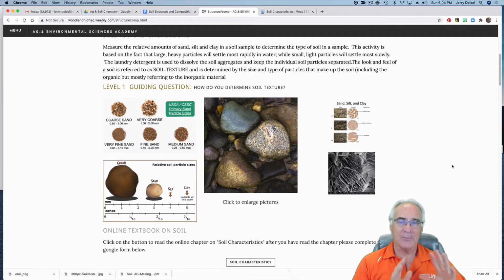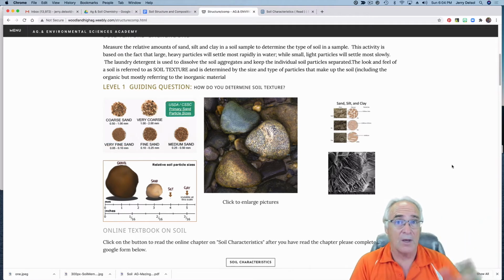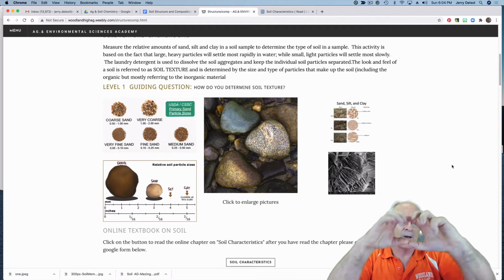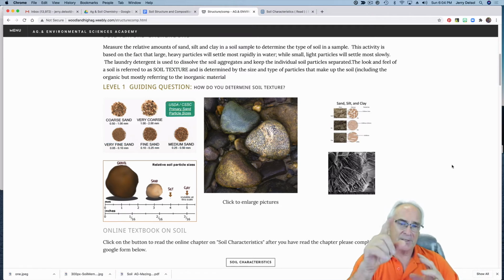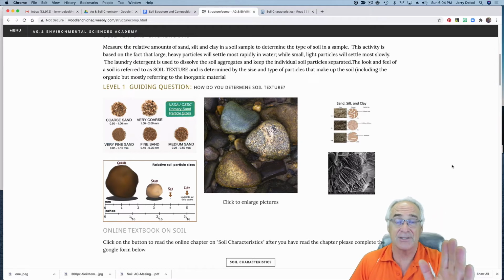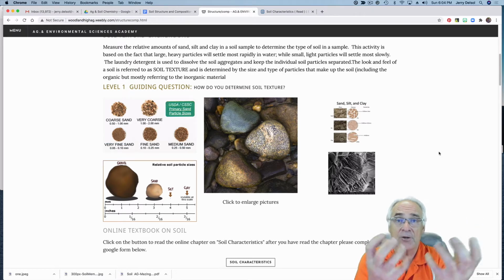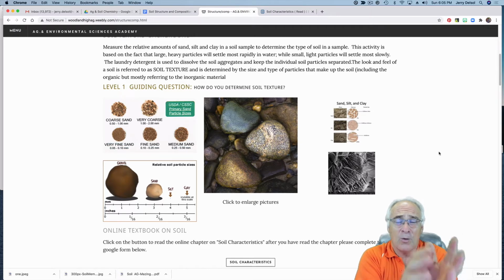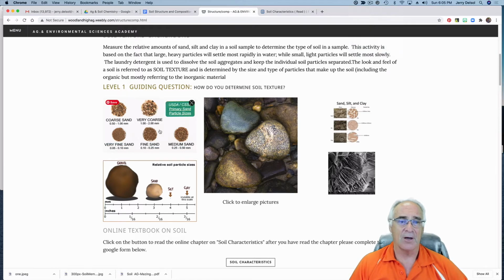All right, so let's talk a little bit about soil texture. Soil texture is primarily determined by the size and type of particles in the soil matrix, and there are also organic materials as well. We'll be talking more about the components of soil later, but I want you to concentrate on this idea of size. The size matters because it gives soil a certain texture, a certain feel. Soil texture is based not only on size but also on the feel of it.